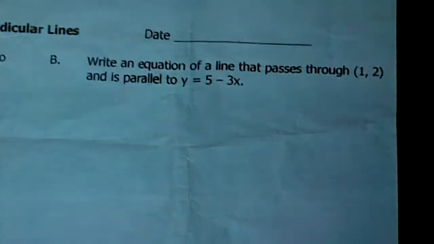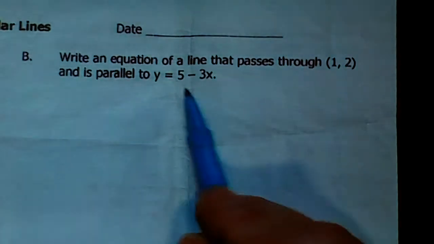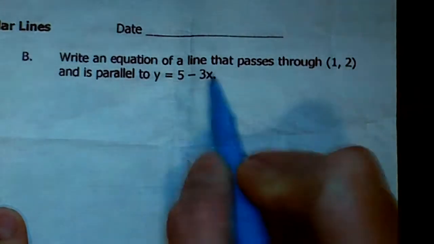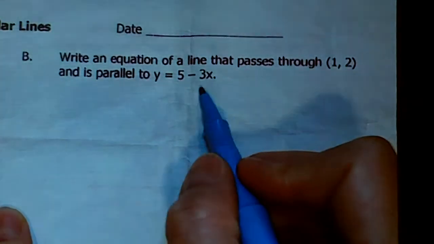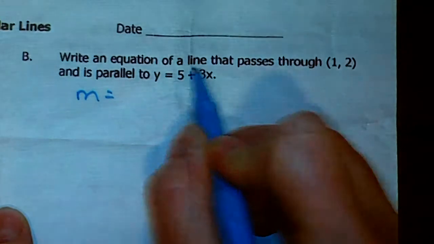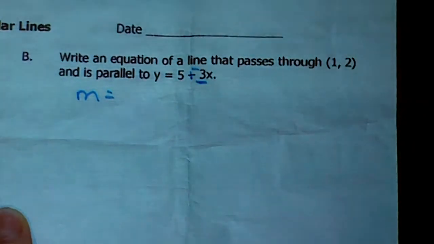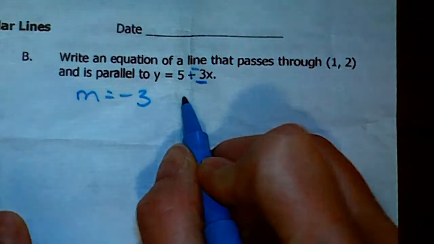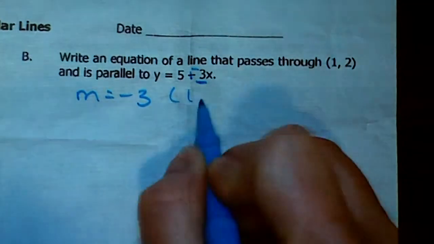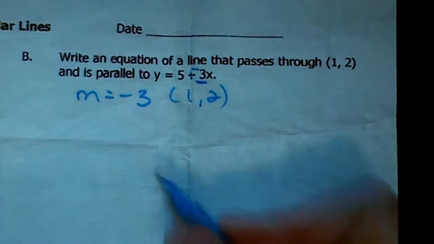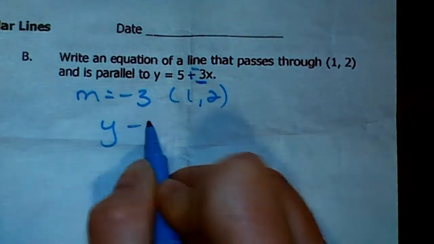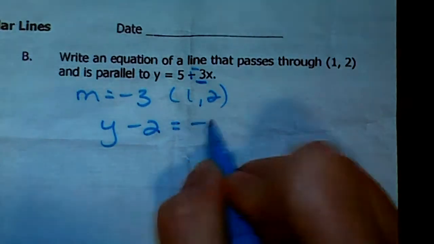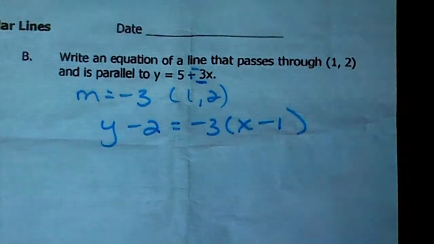Okay, I ask you to write an equation that passes through the point (1, 2) and is parallel to y = 5 - 3x. So we have a point, and we're given the slope in this equation. Please be careful, the slope is not 3. The slope is -3. The coefficient of x is technically -3 because we're subtracting it. So m is -3. The point that you're given is (1, 2). So let's plug it into the point-slope form. y - y1 equals the slope times (x - x1).